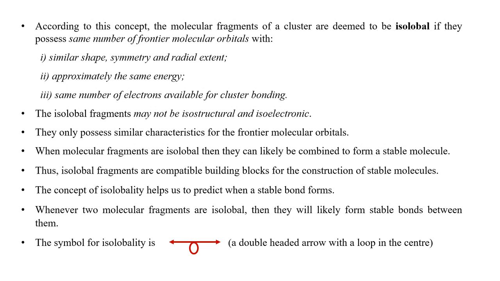The symbol used for isolobality or isolobal analogy is as shown here in red. It's a double-headed arrow with a loop in the center. One thing you have to remember from this slide is, in order for two molecular fragments to be considered isolobal, their frontier molecular orbitals respectively should have similar shape, similar symmetry and radial extent, similar energy and the same number of electrons for bonding. That is, the number of valence electrons should be the same.